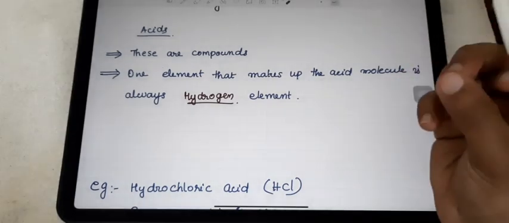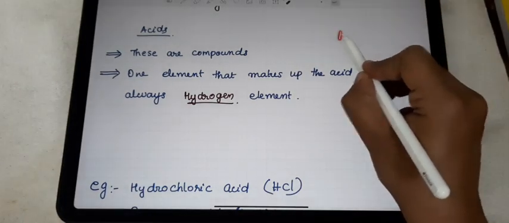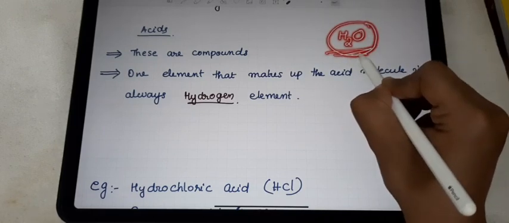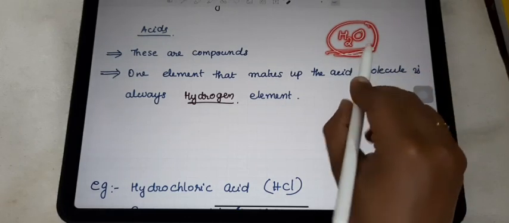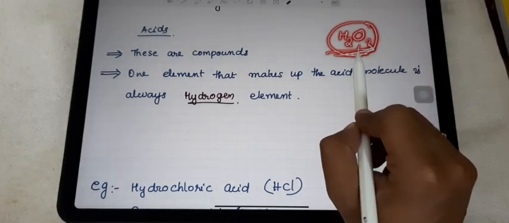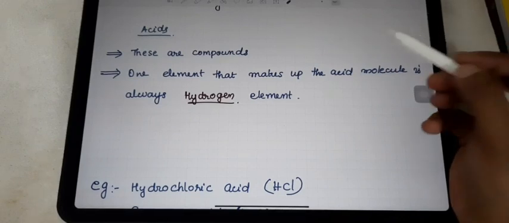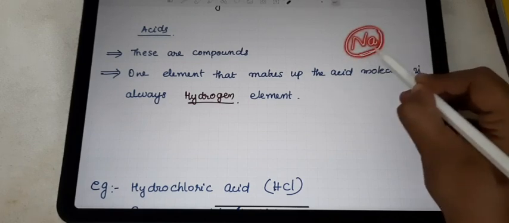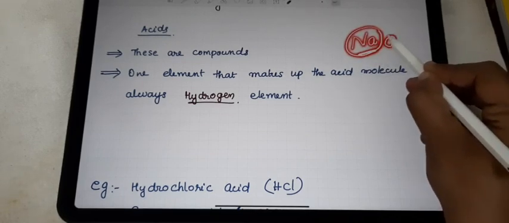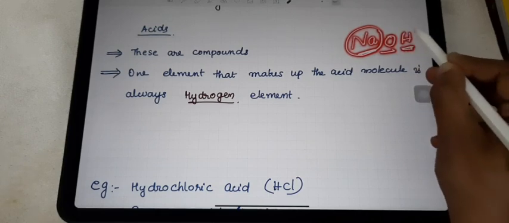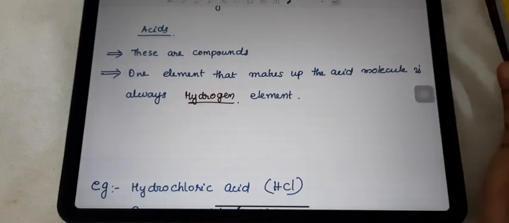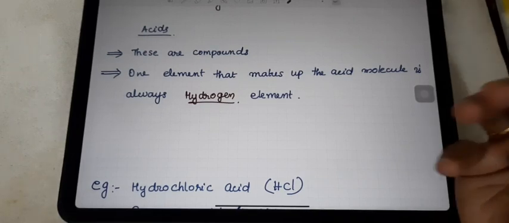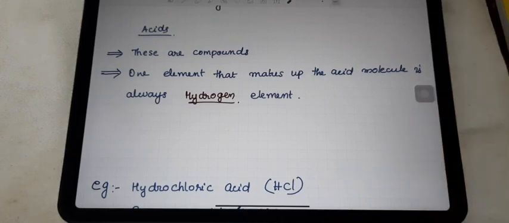When two hydrogen and one oxygen combine, it results in H2O. H2O is the water molecule, the chemical way of writing water. Likewise, soap contains an important component, Na. Na is sodium, one of the elements, along with one oxygen and one hydrogen. When different elements combine, it results in the formation of a compound. So an acid is one of the compounds.